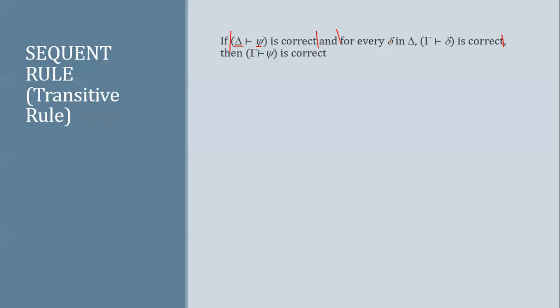I don't like how they do this because this is a lowercase delta and this is an uppercase delta. So this lowercase delta means a statement that's inside of this set of statements delta. And so every single one of the statements in this delta right here, right? So psi could be one of those statements or maybe not, right? But for every one of those statements, if gamma entails all of those statements, if this sequent is correct, then this sequent is also correct: gamma entails psi. So we've got delta giving you psi, and if gamma gives you all the statements in delta, then gamma also gives you psi.